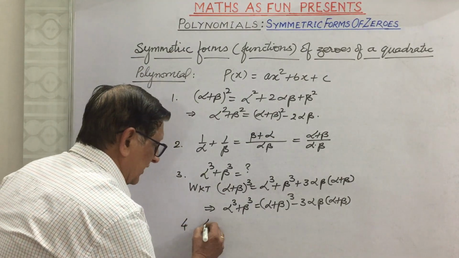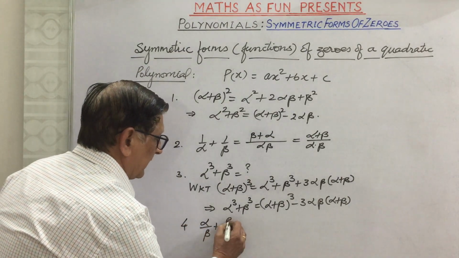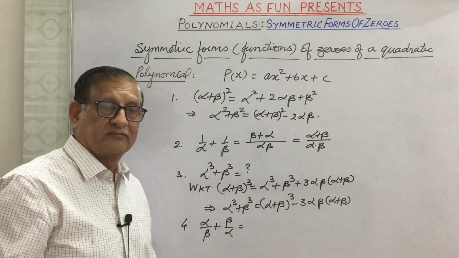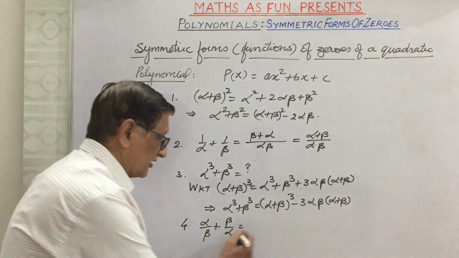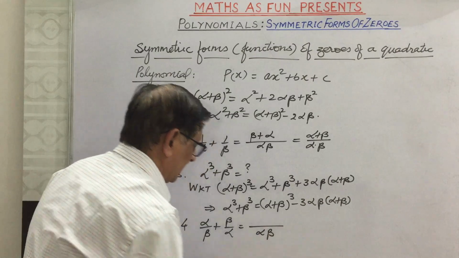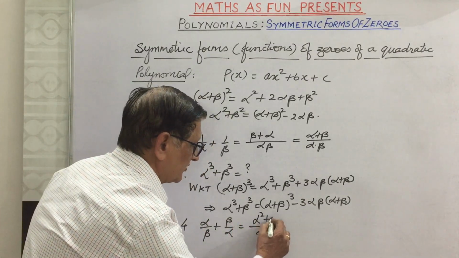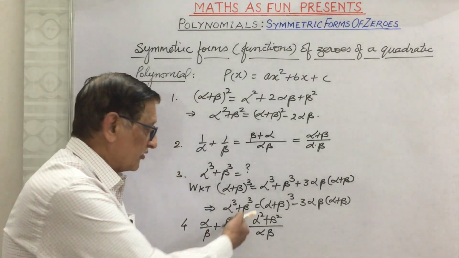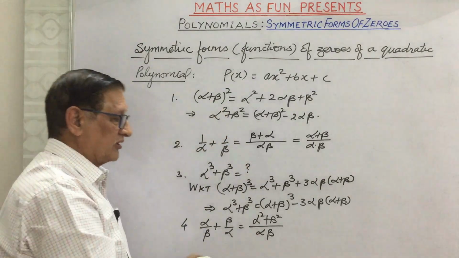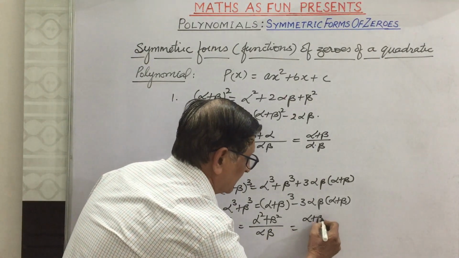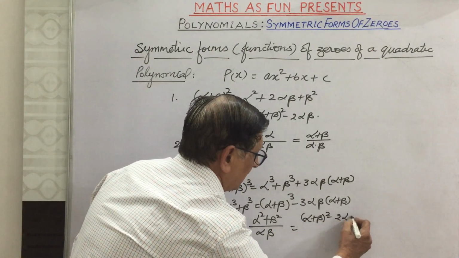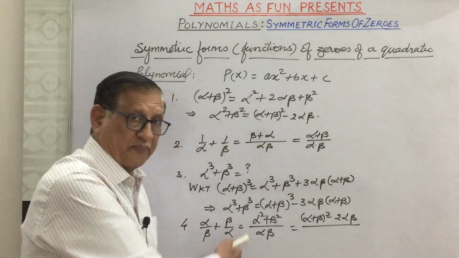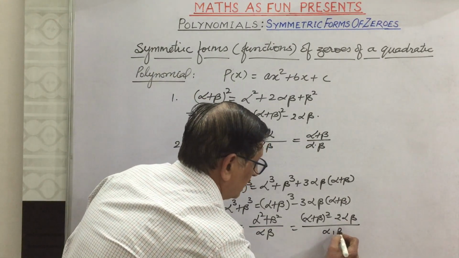Similarly, if we have alpha upon beta plus beta upon alpha, then also we can take the LCM alpha into beta and we find here alpha square plus beta square. And we already know the value of this from the first one, that is alpha plus beta whole square minus 2 alpha beta upon alpha into beta.